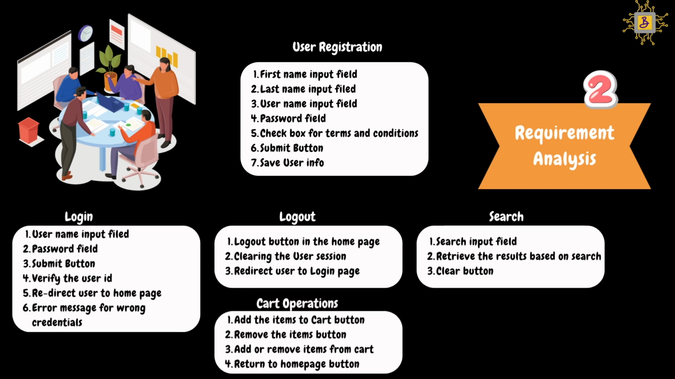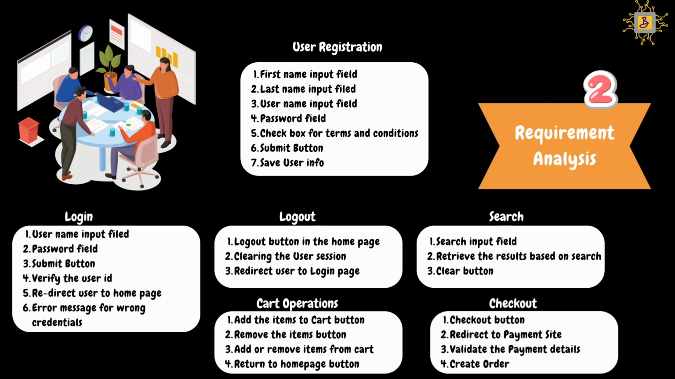Now let's look at the cart operations feature. Here, the application should allow the user to add an item to the cart and also remove it from the cart. So it should provide buttons to carry out these operations. It should also give a return to homepage button in order for the user to return to the homepage. Finally, let's discuss the checkout feature. After finalizing the item and adding it to the cart, the application should allow the user to check out his item. So it should provide a checkout button. Once the user clicks on the checkout button, it should redirect the user to the payment site. Thereafter, the application should validate all the payment details and create the order.